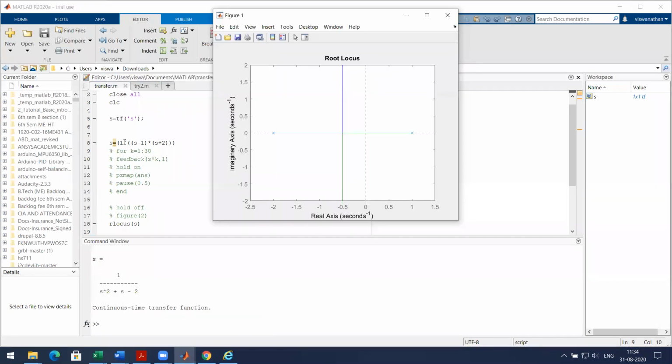Okay. So in this example, you are able to see the screen, right? 1 divided by (s minus 1) into (s plus 2). So here, what are the pole positions? +1 and -2. Okay. So how do you make this system stable? Is this system stable? No. For what value of k will this become stable?